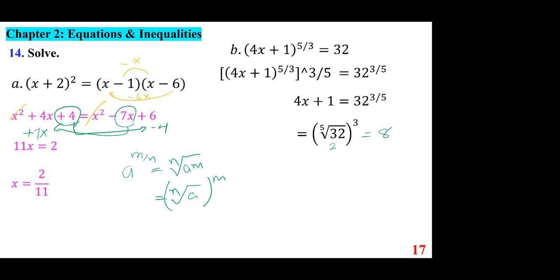And therefore, 2 cubed is 8. And 4x plus 1 equals 8. 4x is 7. And x is 7 over 4. It's really simple. There is really not much to it. Okay, class? I hope everybody's comfortable with that. So we can move on to the next question.